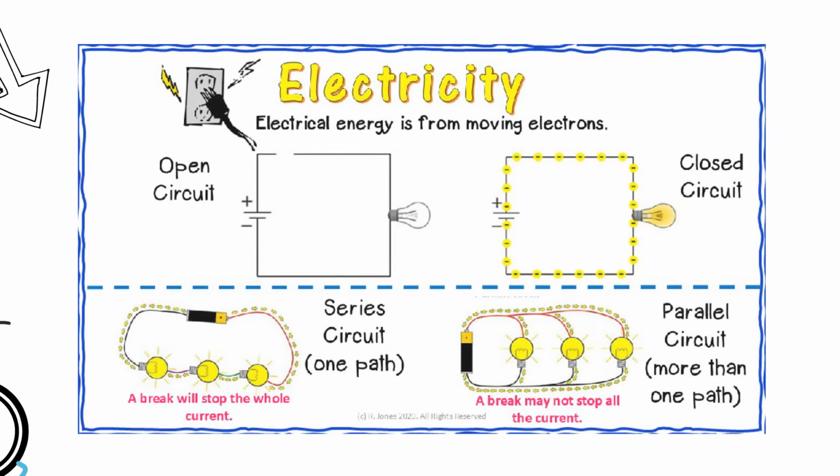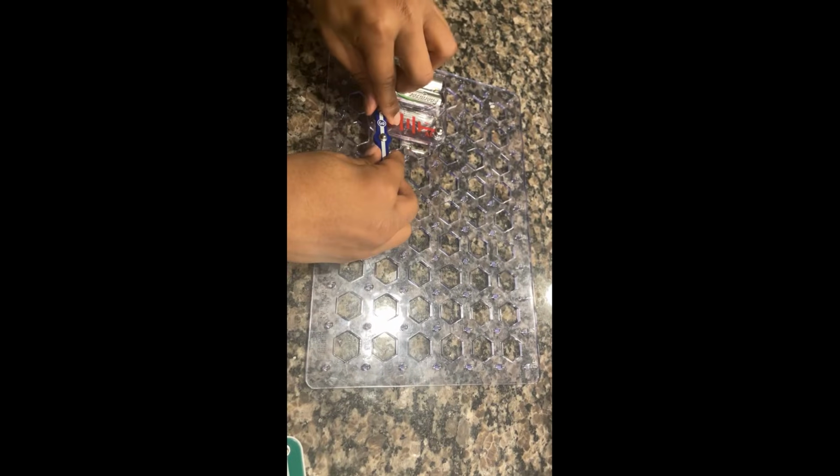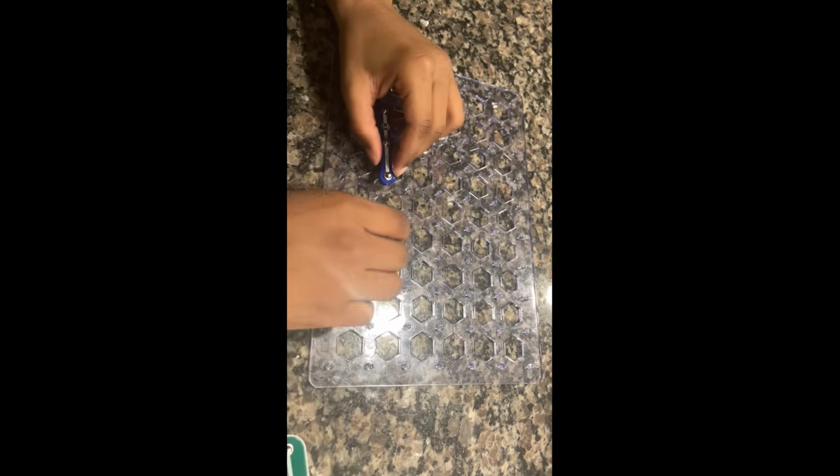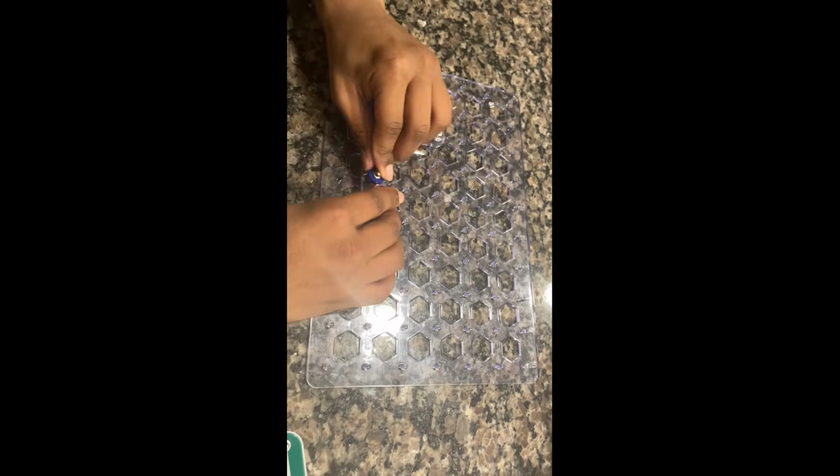Now let's take a look at a student putting a circuit together. In this video, you will see a series circuit. As you can see in the video, the student uses a battery pack as their power source. He connects the wires and the two light sources.